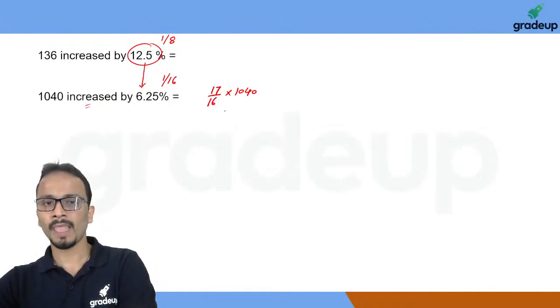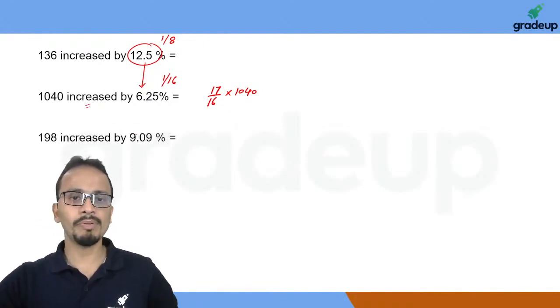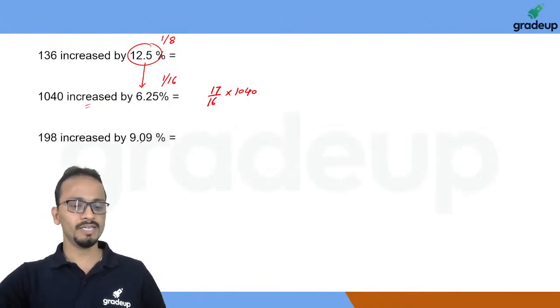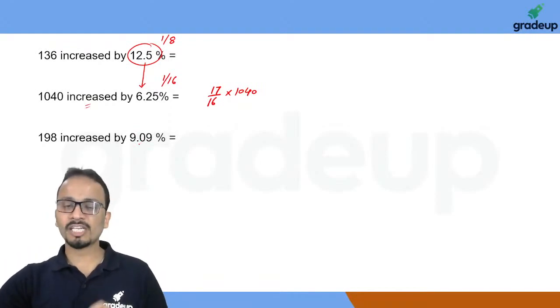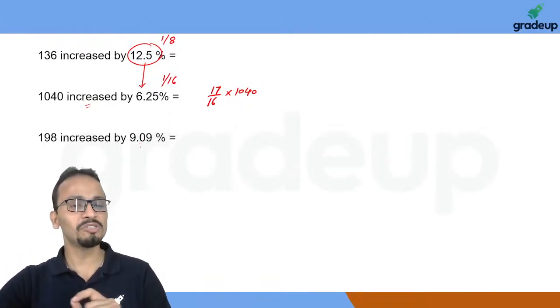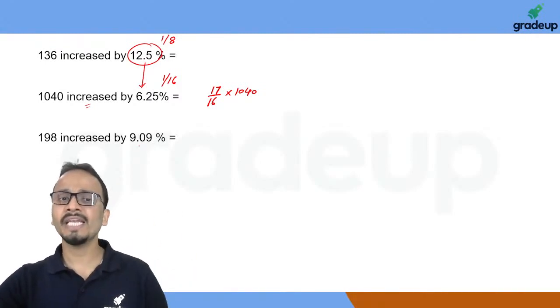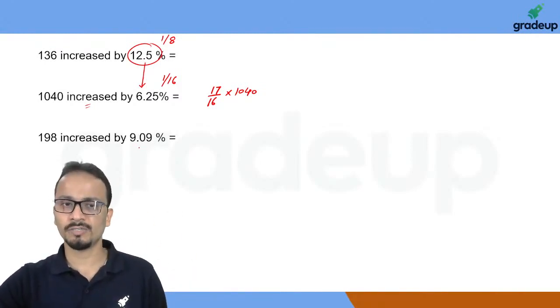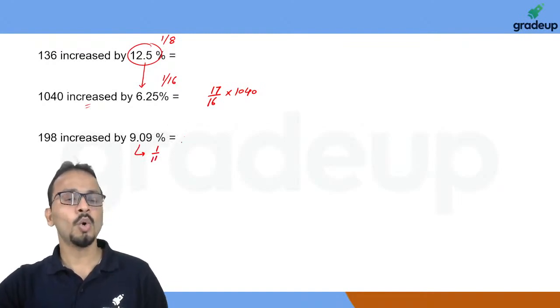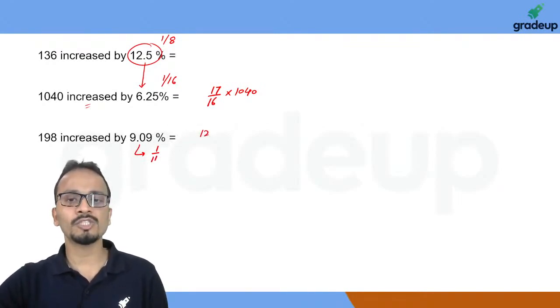Taking one more example, 9.09. Now, do you remember the fraction equivalent of 9.09 percentage? Yes. I told you 11 and 9 can be related with each other. So 9.09 is basically 1 upon 11. 1 plus 1 upon 11 is 12 upon 11 times 198.